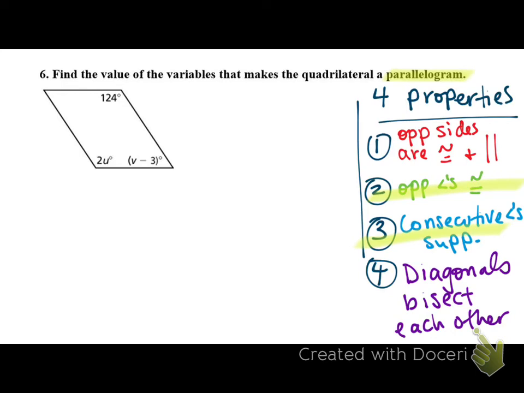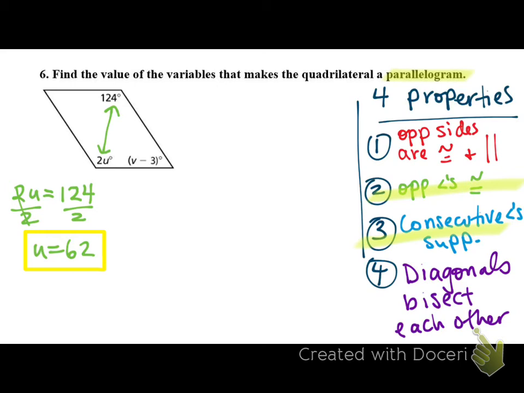So, which one do you want to find first, U or V? U sounds good. Where is it in comparison to 124? It's opposite. So opposite angles are congruent, so 2U equals, well, 124. Divide by 2, and U is 62. But V minus 3 is not opposite of 123. It's consecutive. They're on the same side.